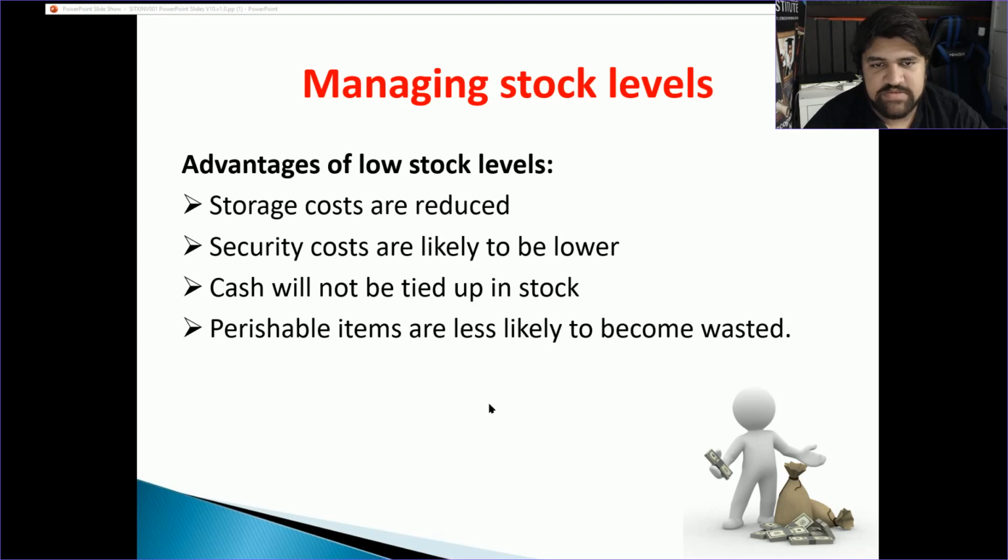Managing stock levels, advantages of low stock levels. Storage costs are reduced. Security costs are likely to be lower. Cash will not be tied up in stock. Perishable items are less likely to become wasted.